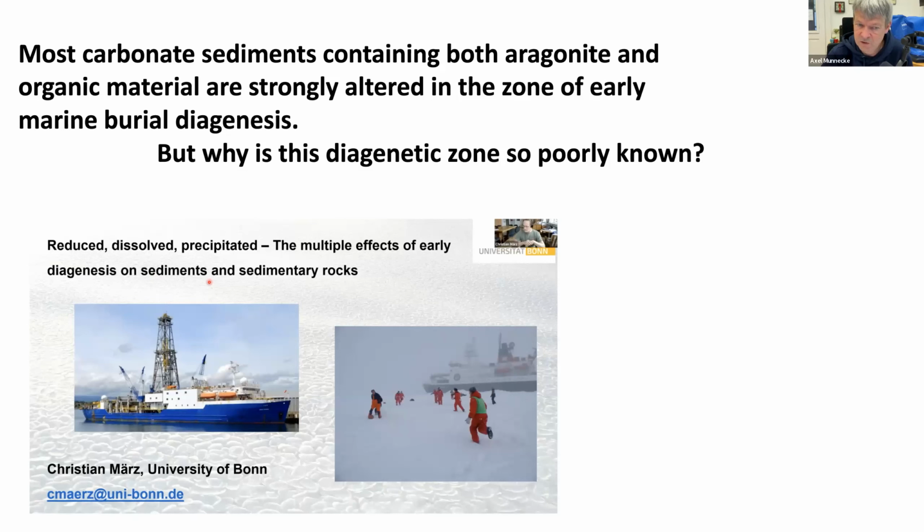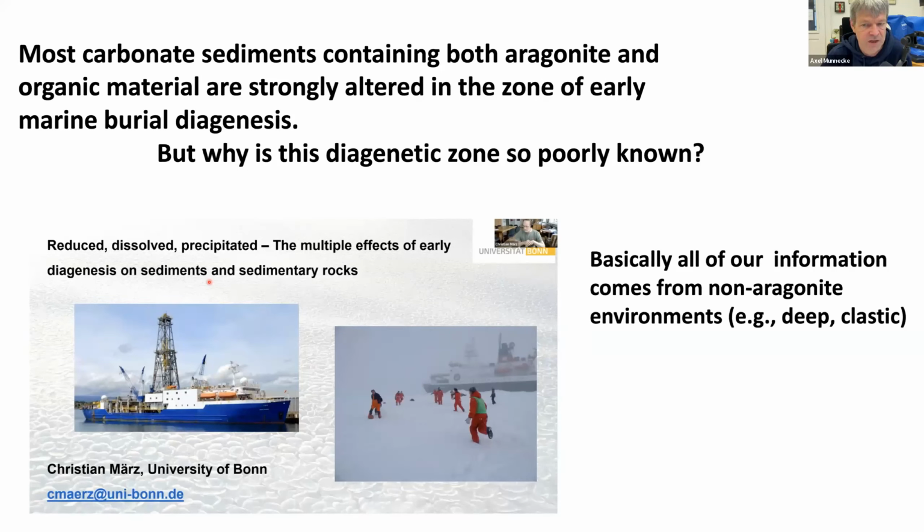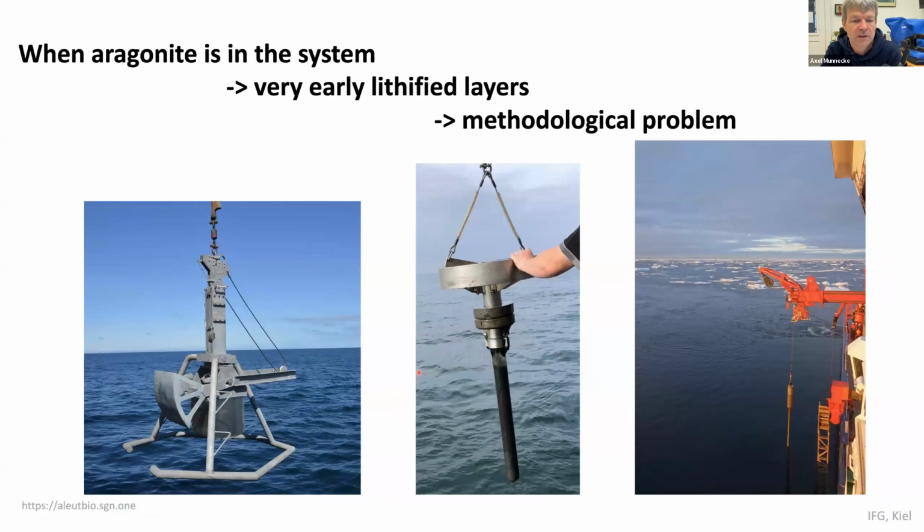We know quite a lot about these early diagenetic zones, but only from settings without aragonite. We know it, as you can imagine, from this slide. The information we have on this very early diagenetic environment is from non-aragonite settings, which means either deep water or clastic, or sometimes aragonite-free high latitude sediments. And this is exactly the thing. The moment we add aragonite to the system, that gets dissolved, redistributed, and reprecipitated, we form limestone layers.